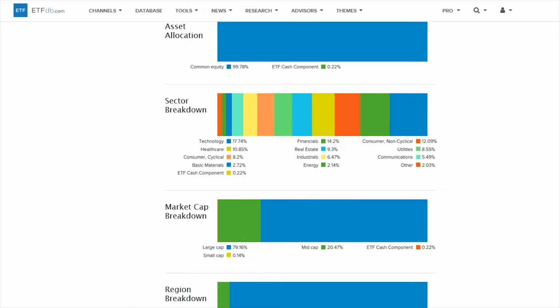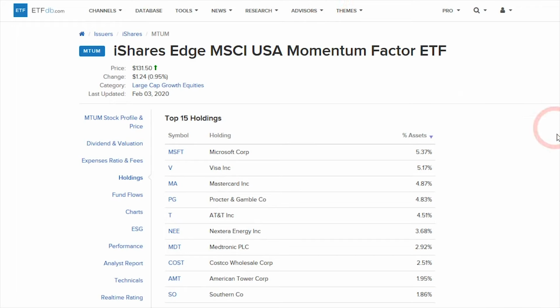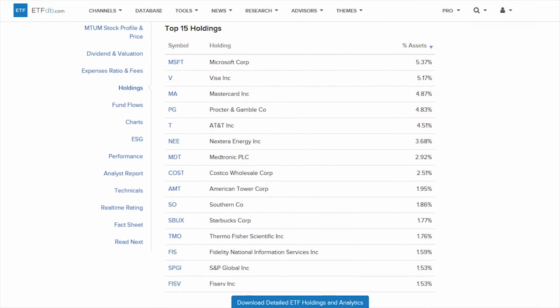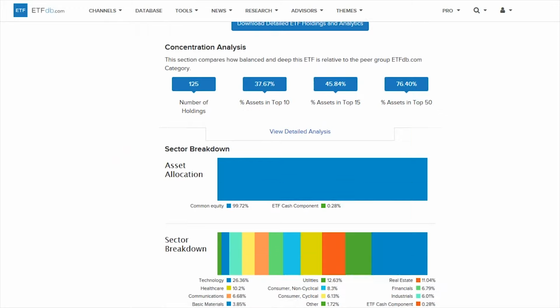Now the other one from iShares would be the Momentum ETF, MTUM. And if you look at the top 15 holdings here, you can see some stocks you would expect, Microsoft, Visa, MasterCard, but then Procter & Gamble, a consumer staple, AT&T, a utility, Costco, which is basically a retailer, Southern, another utility. You'd expect Starbucks in there, but it doesn't seem to capture what I'd be looking for from a momentum ETF.